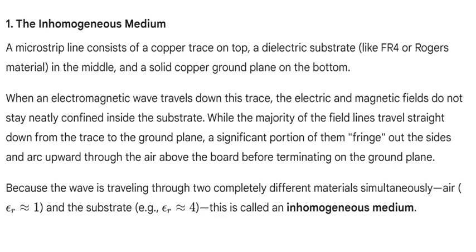When an electromagnetic wave travels down this trace, the electric and magnetic fields do not stay neatly confined inside the substrate. While the majority of the field lines travel straight down from the trace to the ground plane, a significant portion of them fringe out the sides and arc upward through the air above the board before terminating on the ground plane. Because the wave is traveling through two completely different materials simultaneously, air, εr is approximately 1, and the substrate, εr is 4, this is called an inhomogeneous medium.